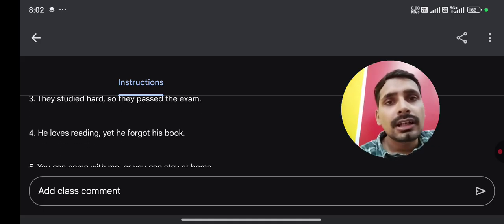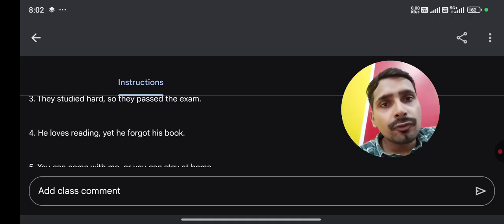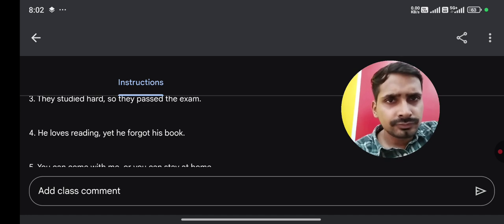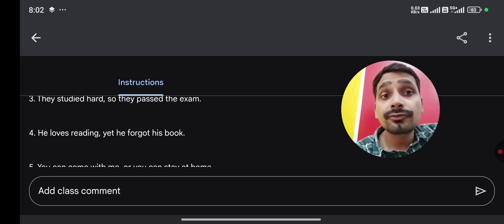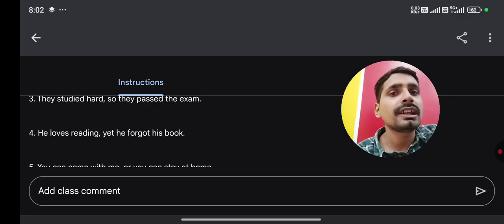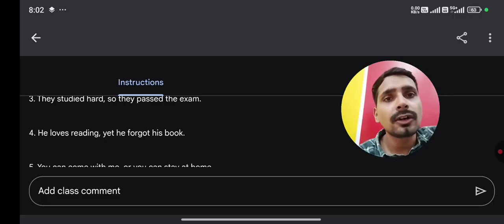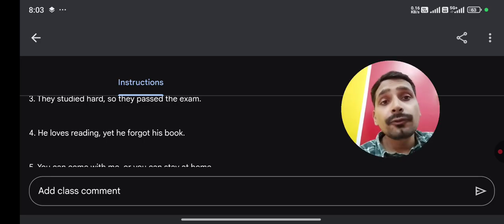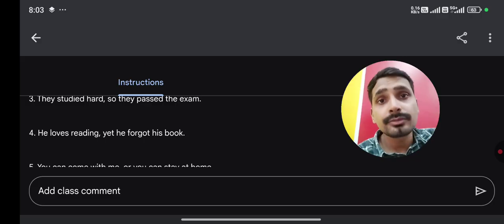Next one. Number 4. He loves reading, yet he forgot his book. Here we have two independent clauses, two main clauses. Number 1 is he loves reading. Number 2, he forgot his book. He loves reading, that is one independent clause. He forgot his book, independent clause number 2.